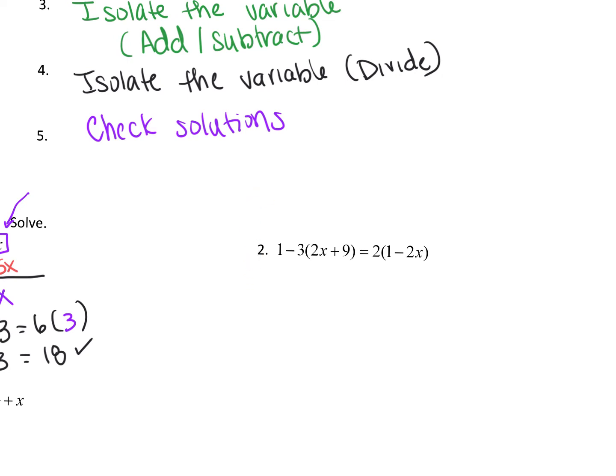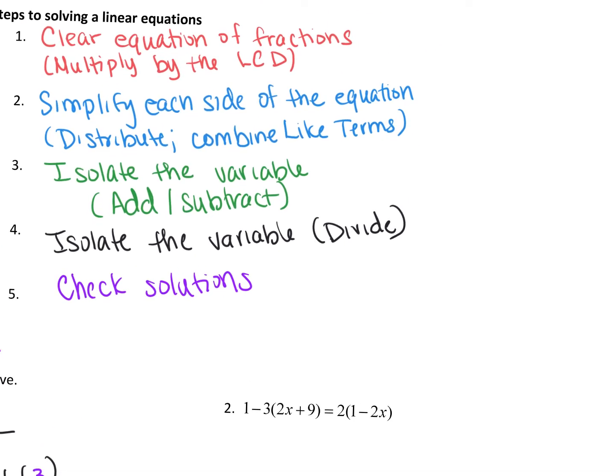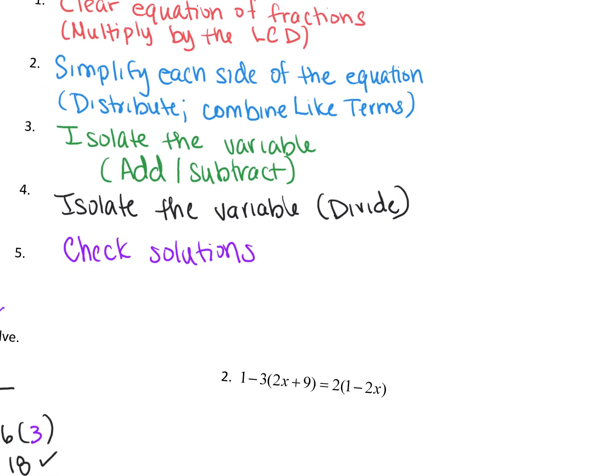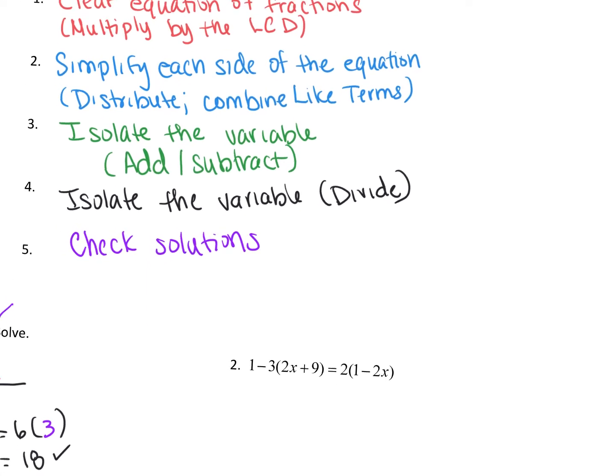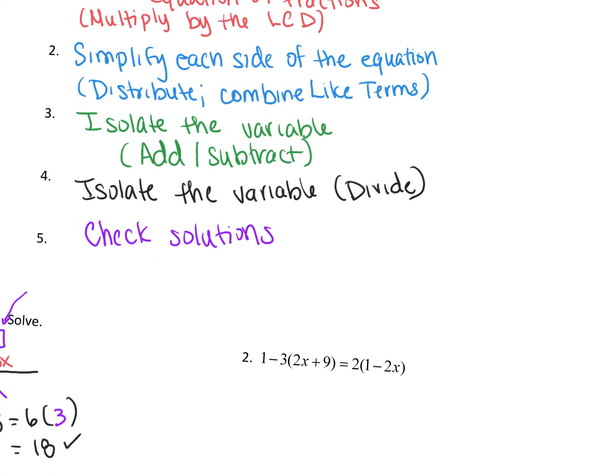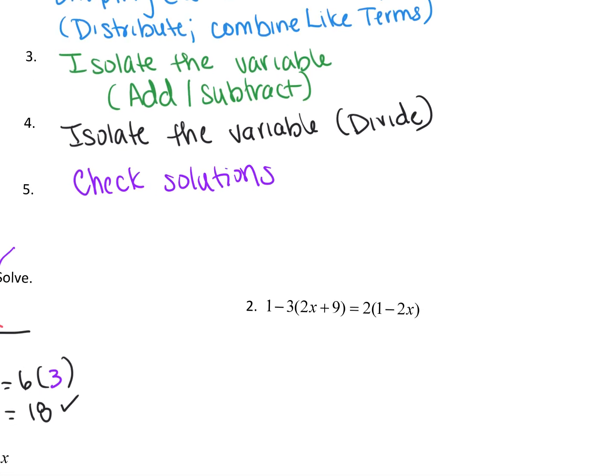So let's look at our next problem. Notice here when we go through our steps again, remember what our steps are. Our steps are to clear the equation of any fractions first. We don't see any fractions. But step number 2 says to simplify each side of the equation by using either the distributive property or combining like terms. Here we can use the distributive property because we see a number sitting in front of a grouping symbol. So distribute the 3 to both these terms, distribute the 2 to both these terms.